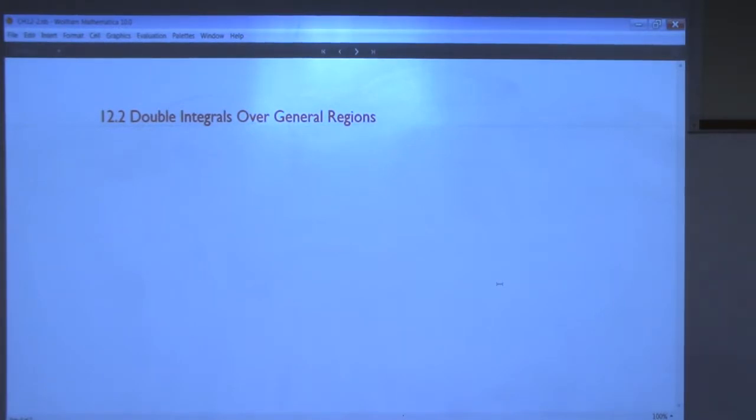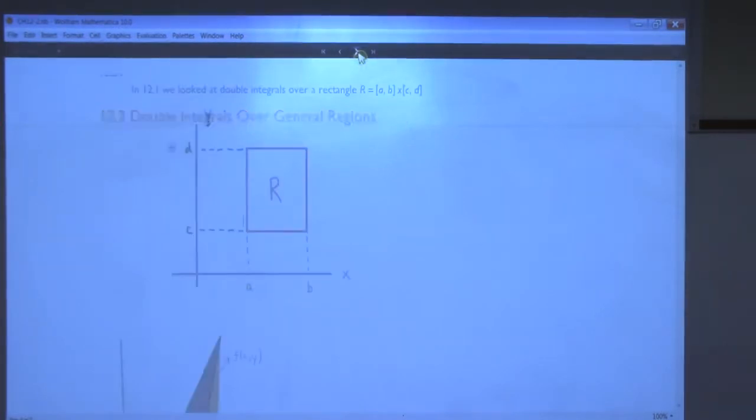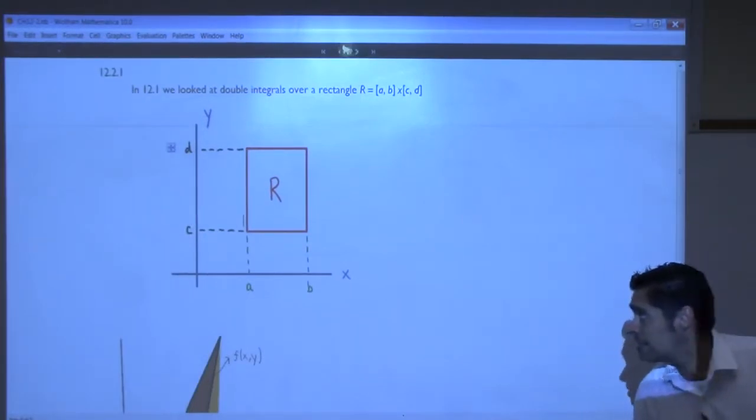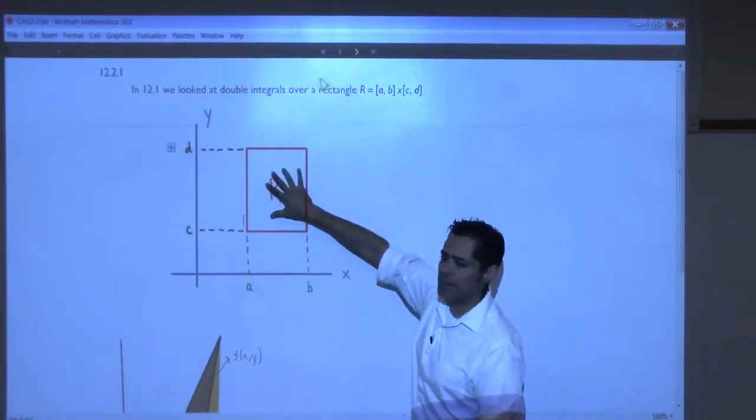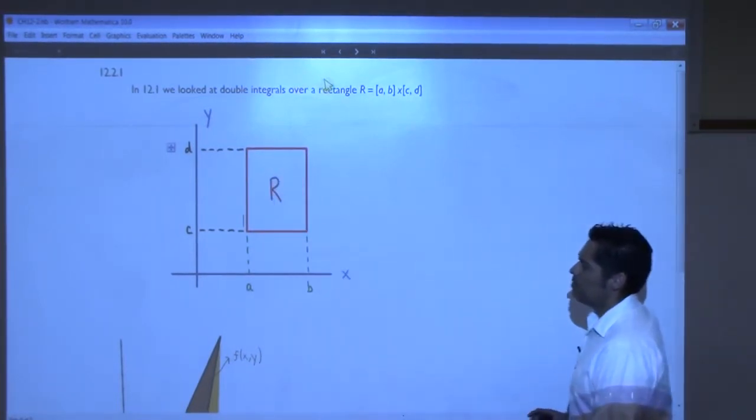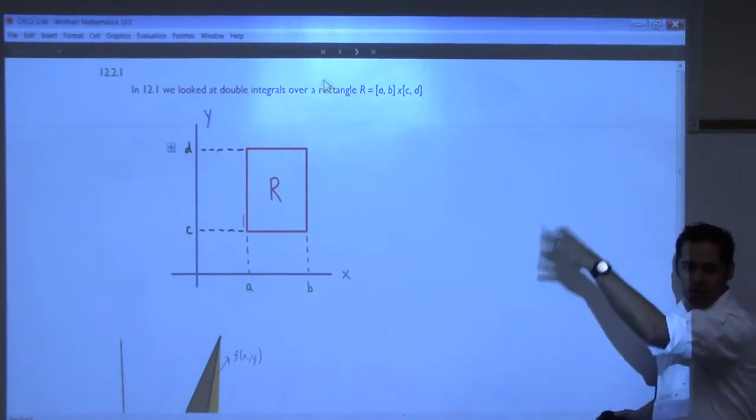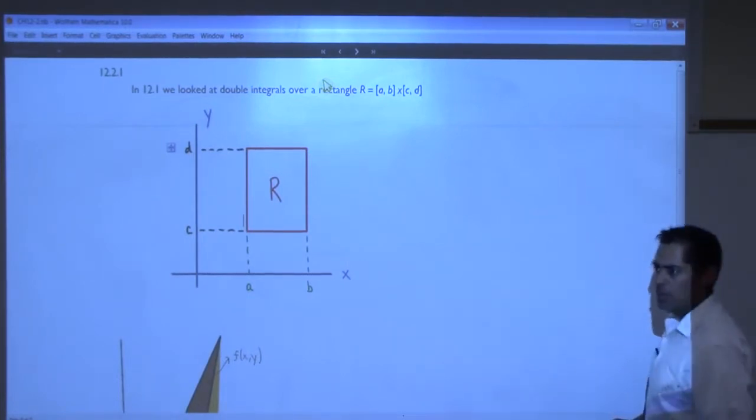All right, so we're going to go now and get a little more general about our regions. We're not going to restrict ourselves to rectangles anymore. So that's what we did last class, right? We had a rectangle. We were integrating over this rectangle, that was the ground, right? The surface was above it. We were looking at the volume straight down.